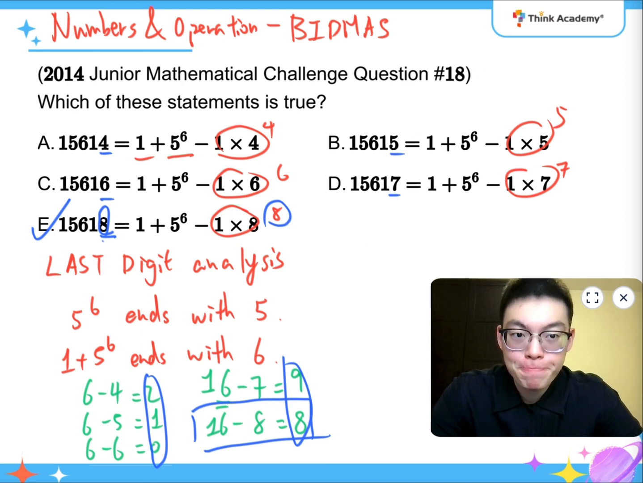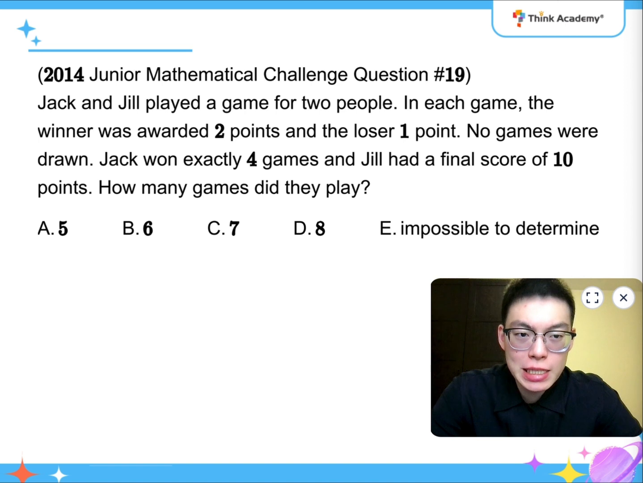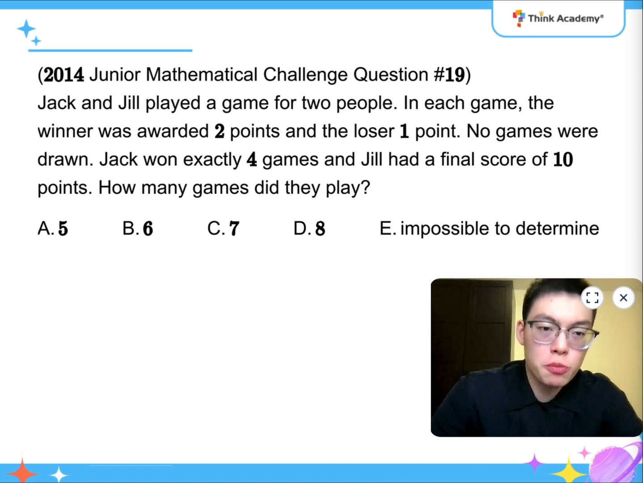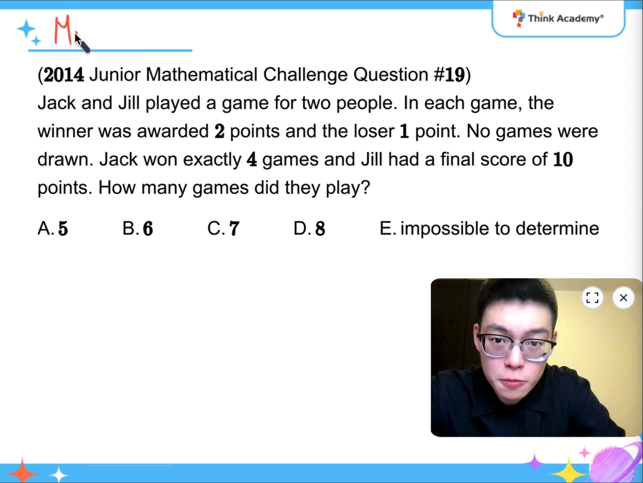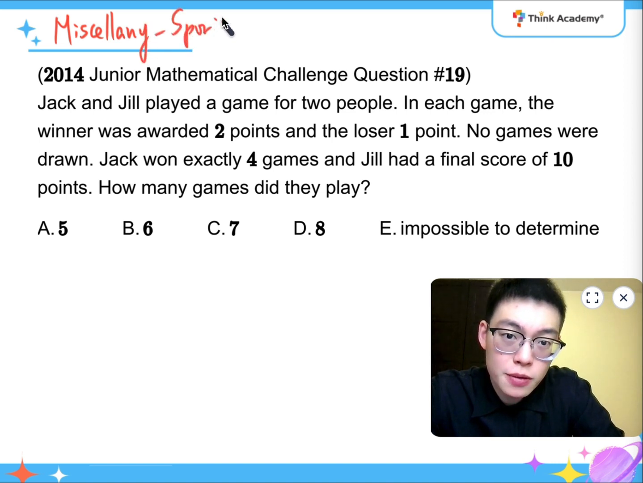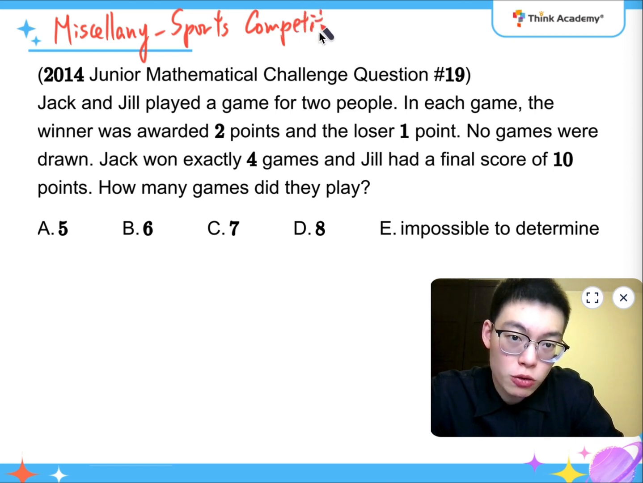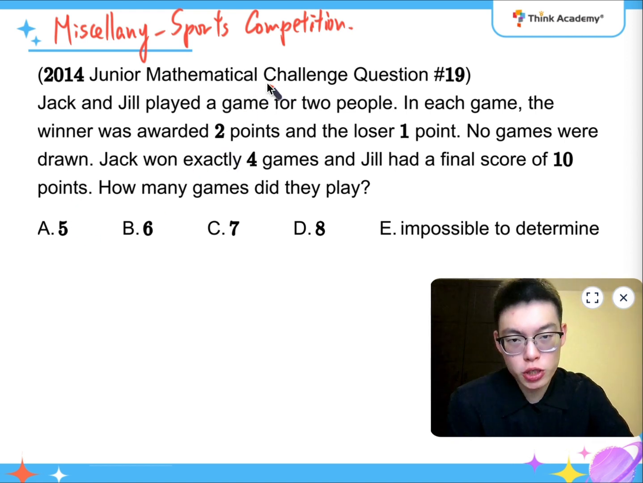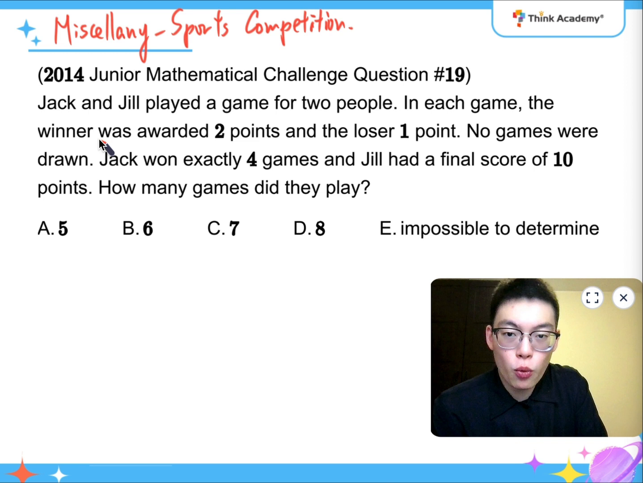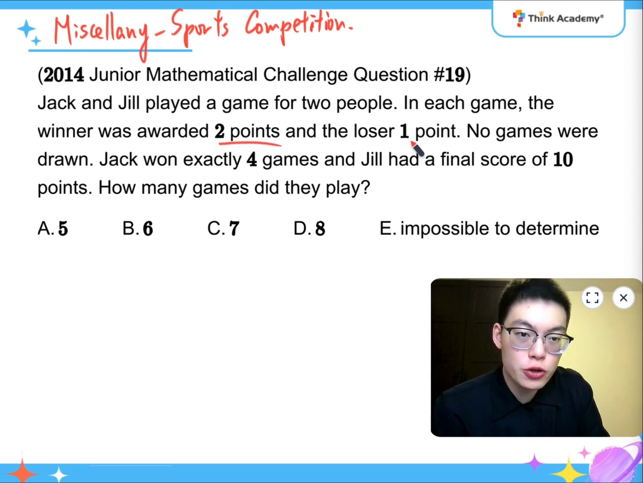And next, for question number 19, this one is also pretty simple. I would say that this is a miscellany question as well. And it's going to be on sports competitions, which is also part of the logical deduction questions. So we can say that it's a sports competition question. So it says that the winner was awarded 2 points and the loser 1 point. And no games were drawn.